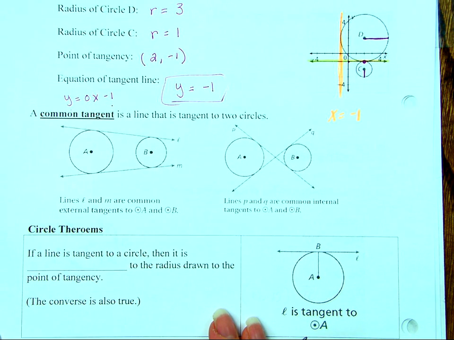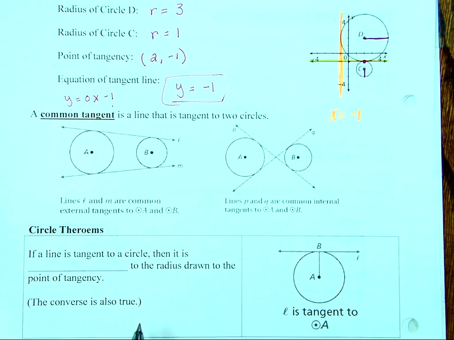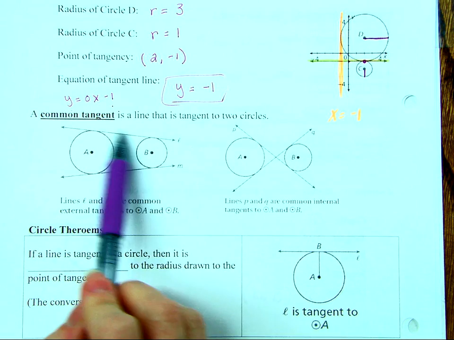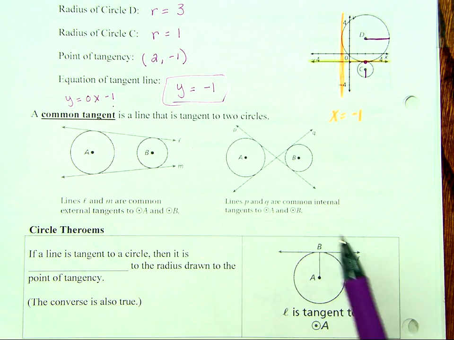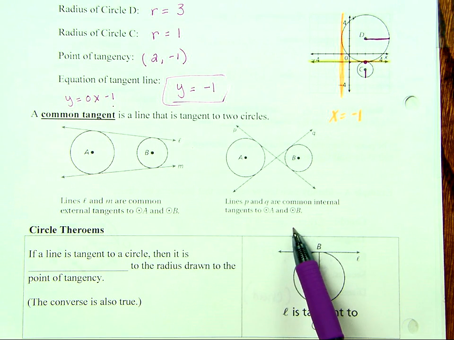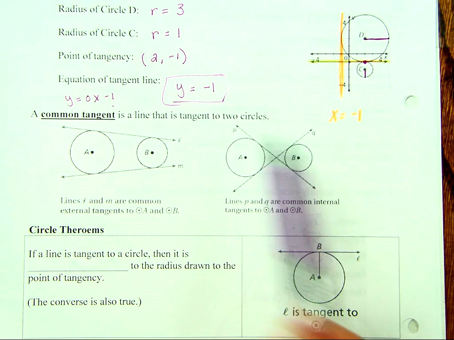Let me talk about a common tangent. A common tangent is a line that is tangent to 2 circles. So here, L is a common tangent, M is a common tangent. Same thing over here, Q or P, both common tangents, tangent to 2 circles.